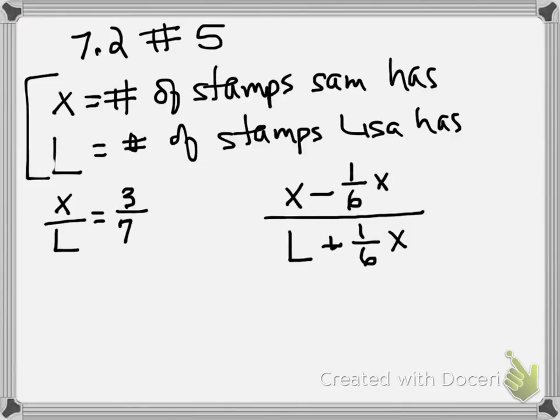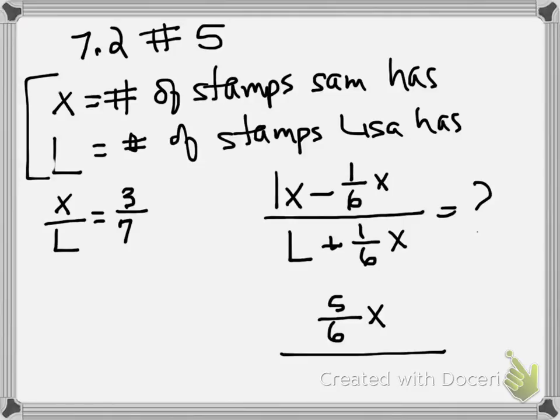Okay, so let's see if we can do some substitution or some simplification here. Because the question is asking us, what will the ratio of the number of Sam's stamps to Lisa's be? So we're looking for this new ratio. This is what we're looking for. So x minus 1/6 x, so this is 1x. So 1 minus 1/6 is 5/6. And in the denominator here, we have two different variables going on, so I want to see if I can get them all in terms of x.